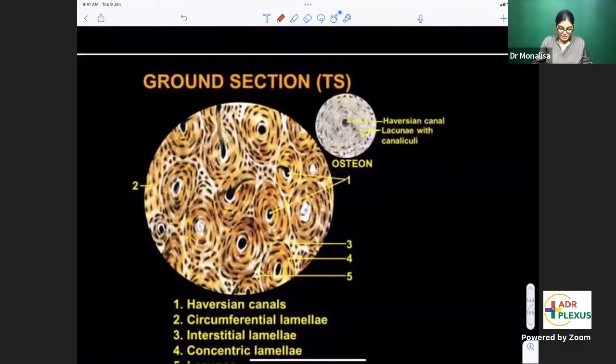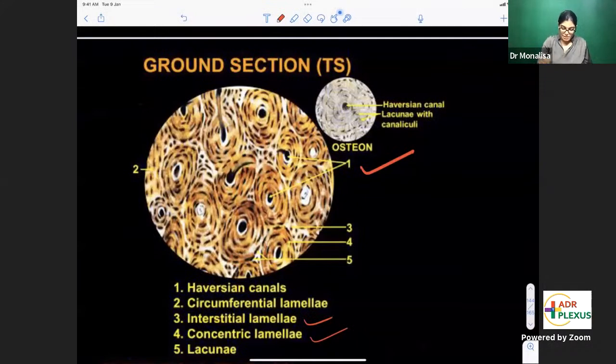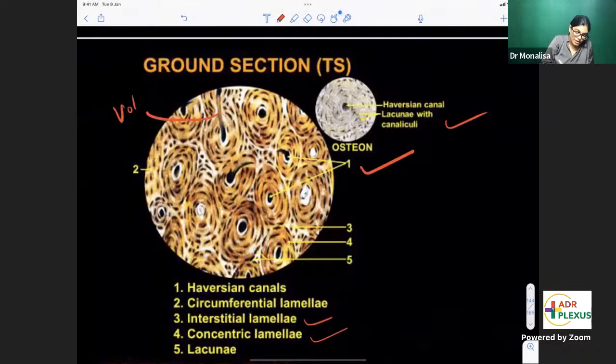As you can see here, one is the Haversian canal. The 3 is the interstitial lamina, and this is the concentric lamina. The space which you are seeing here is the lacuna in which the osteocytes are residing. The connection between two Haversian canals is done by the Volkmann canal. So this is Volkmann's canal. Yes, dear Akshay Rajput, you're right. That is the Volkmann canal.